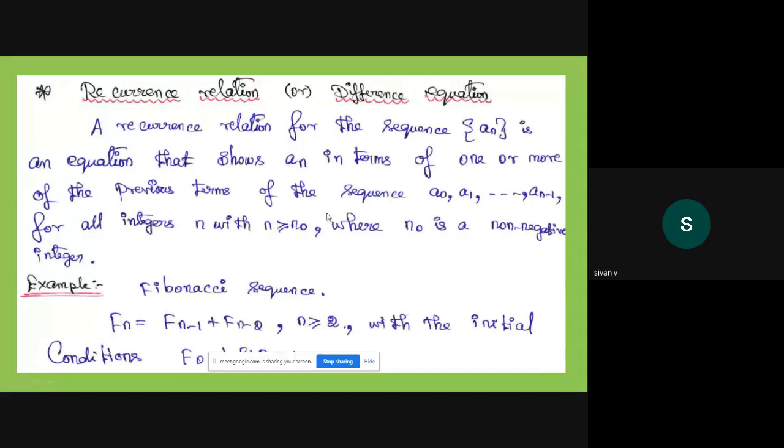For example, the Fibonacci series. You know this Fibonacci series. So Fn can be written as Fn minus 1 plus Fn minus 2. This Fn uses its previous two steps to jump, and it can be represented for n greater than or equal to 0 with the initial conditions f0 equal to 1 and f1 equal to 1. This is called a recurrence relation.